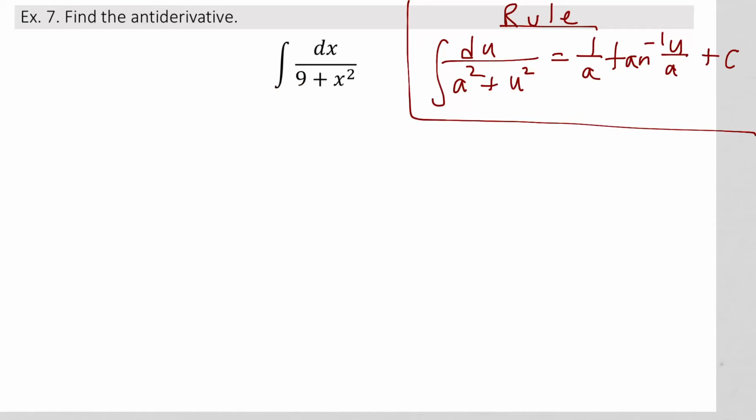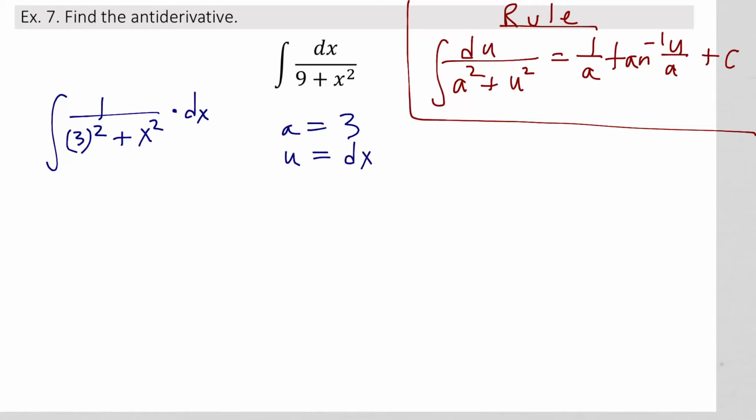Okay, so we're going to do another one similar to that. So first I set it up. So I've got 1 over 3 squared plus x squared, and then the dx over here. So I can see that a is equal to 3, and then u is just x. So really, this substitution is optional. du is equal to dx, and I don't have a constant to deal with here.